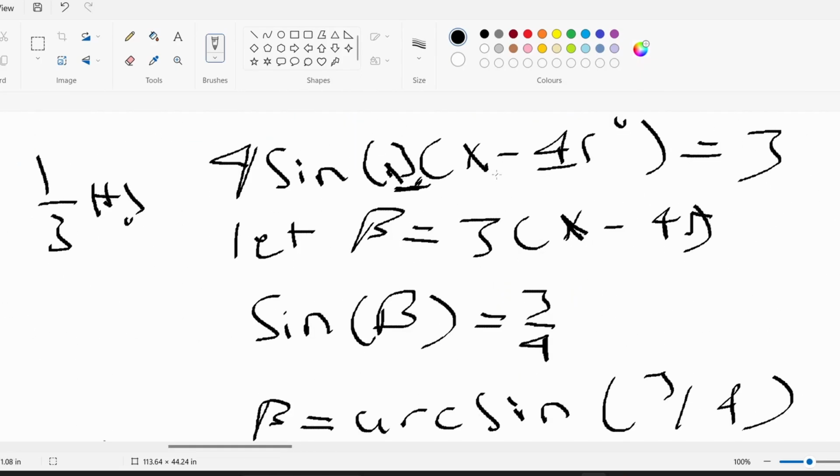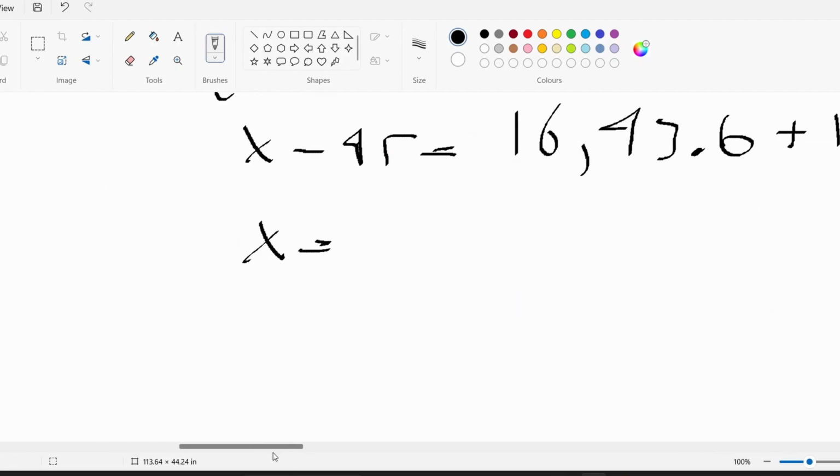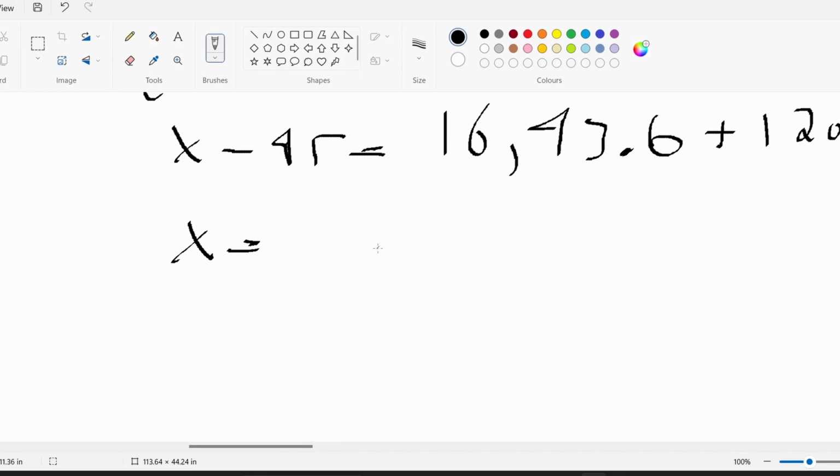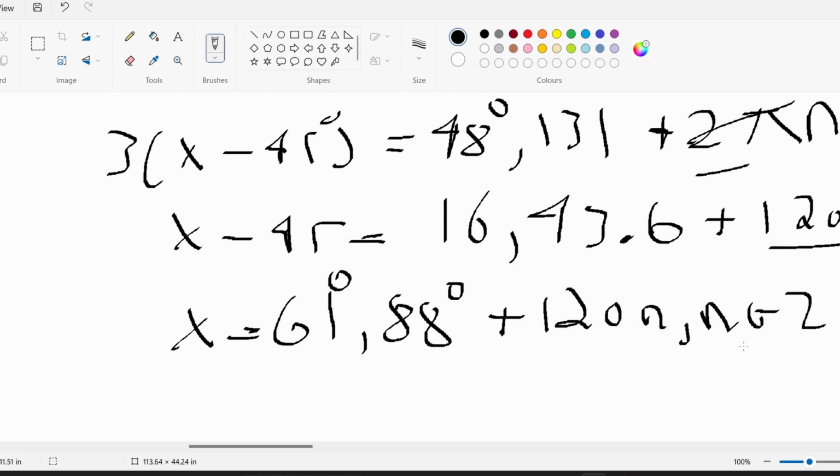Remember, phase shifts, or what do you call them now? Horizontal translations don't affect the period, so you don't change this. So now it just becomes 16 plus 45, 61, and what's the other value? 43, 88.6. So I'll just say 88 plus 120n such that n is an element of Z.